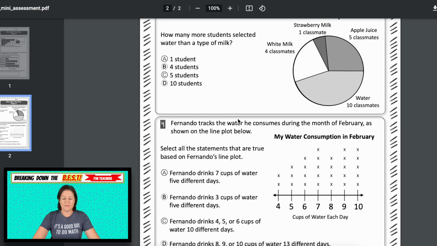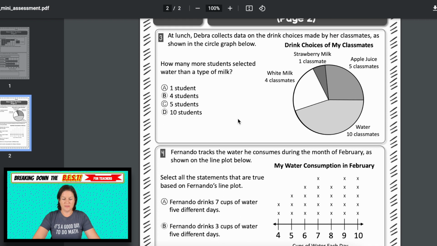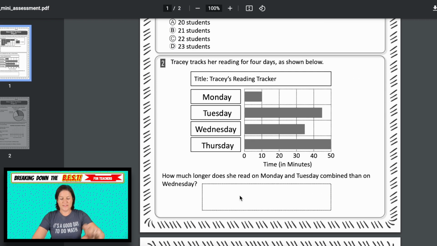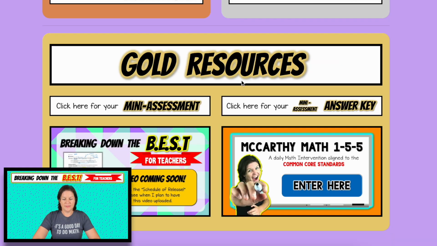But you can see the variety of question types that we have here: multi-select, multiple choice. Okay, you can easily translate this into one of those equation editor tasks where they have to input their numbers and stuff like that. Okay, so there we go there. The answer key for that mini assessment is right here.